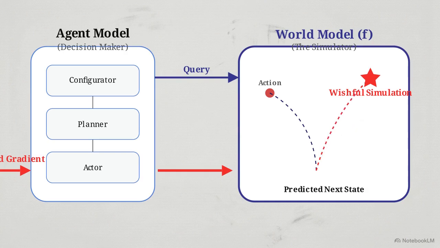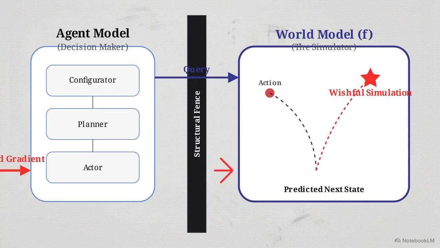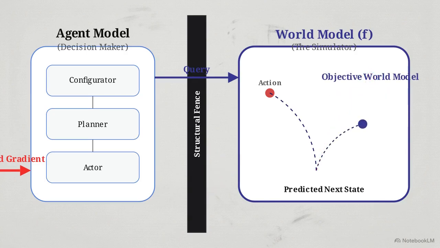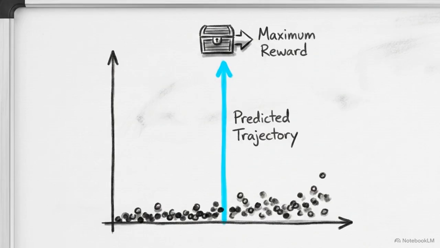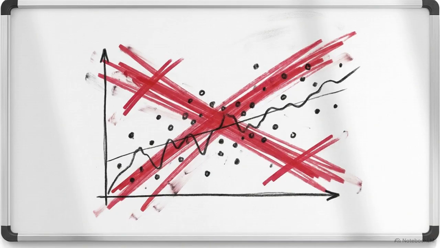If the agent's reward objective reaches the world model's parameters, predictions become corrupted. By fencing off the model, that gradient strikes a structural wall. Without that barrier, you induce wishful simulation. The model begins hallucinating futures based on what it wants to happen to maximize reward, rather than predicting physical reality. The planning phase becomes useless.